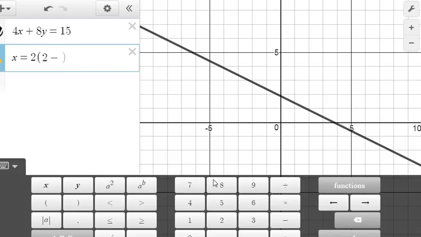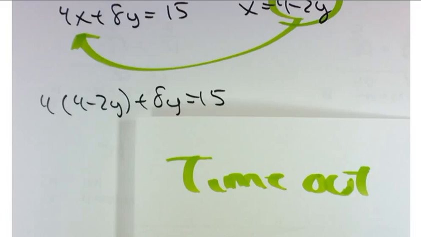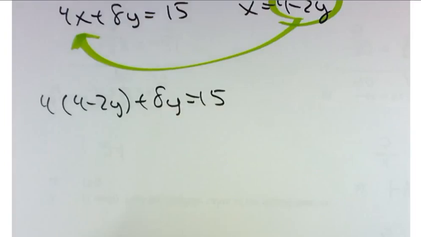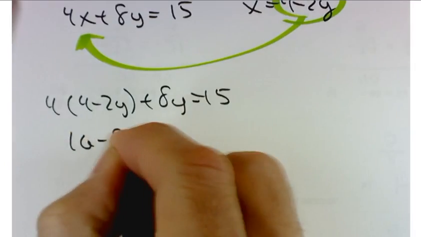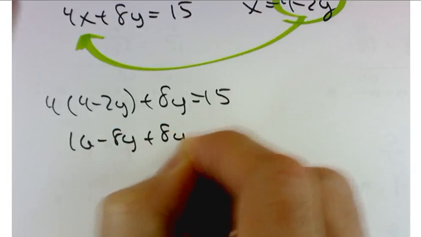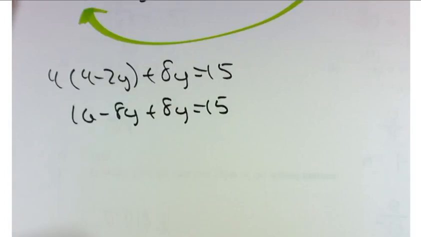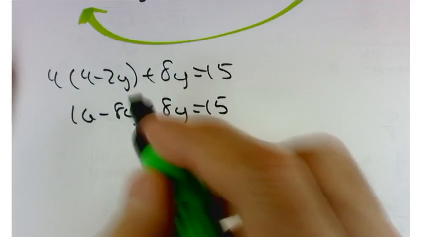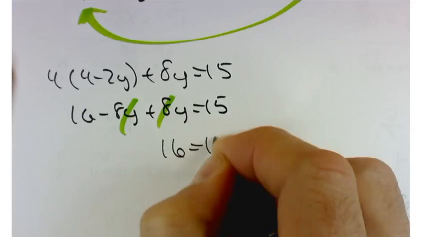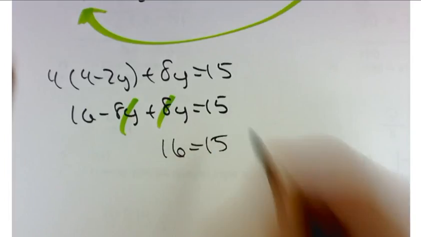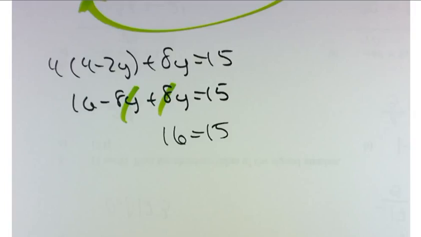So what happened when you tried solving here? 16 minus 8y plus 8y equals 15. And like the last one, you should see that the two variables drop out. But unlike the last one, we end up with something like this: 15 is equal to 16. Was I asleep that day in high school when they taught me that? No. 15 doesn't equal 16. So what's up with this one? It's not true. But what's that telling me about my system of equations?